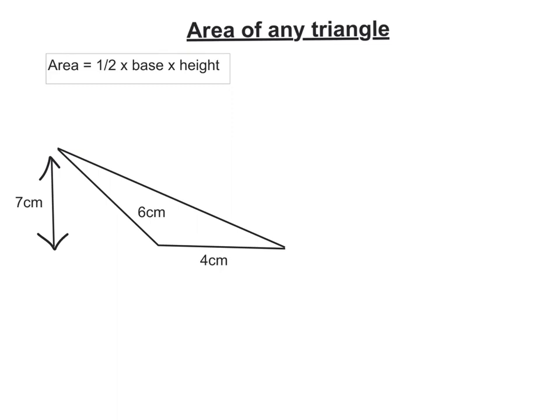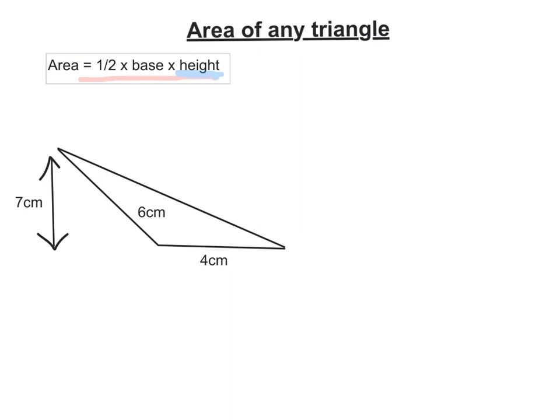In this video, we're going to calculate the area of any triangle. So the formula is the same as we have for a right angle triangle, which is a half times base times height. Now, the height is not necessarily a side of the triangle. It's the distance from the base at right angles to the top point of the triangle. So here we have an example below.